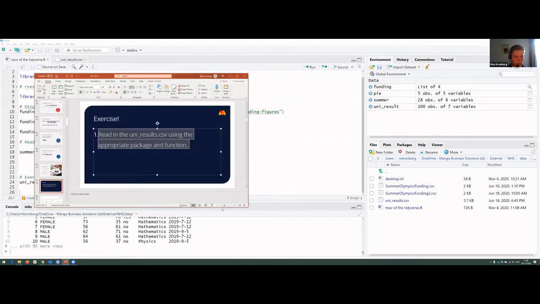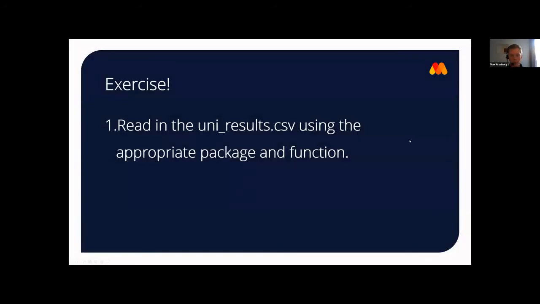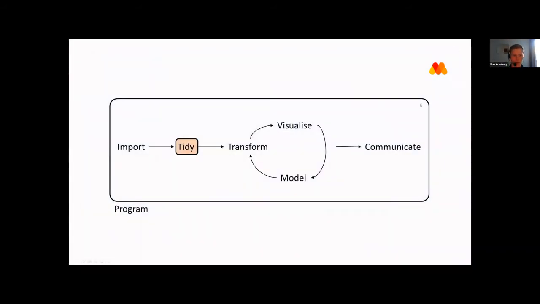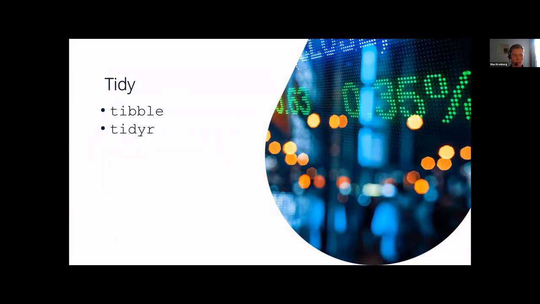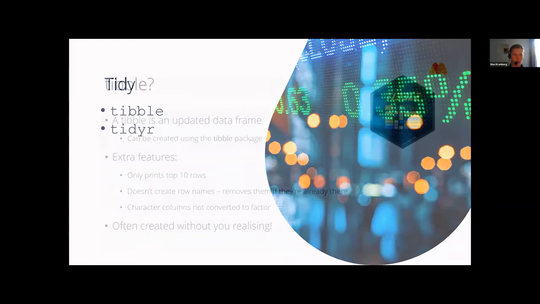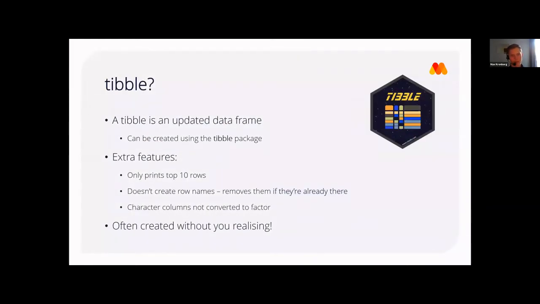Moving on, we're going to look at how to tidy the data. For this section, we're looking at the tibble package and the tidyr package. We're starting with tibble. A tibble is a table, kind of. It's an updated, improved version of data frames with a few differences, and you can create them using the tibble package.